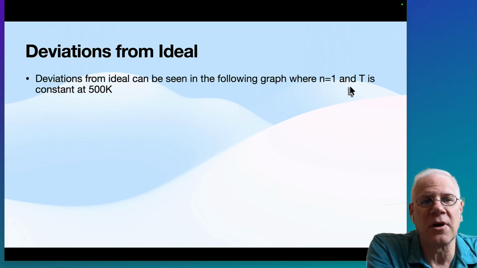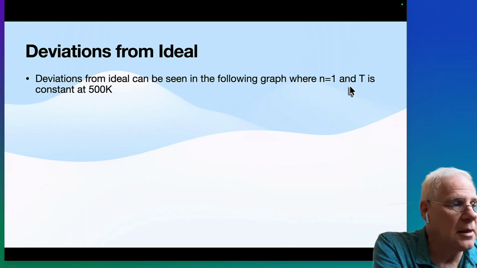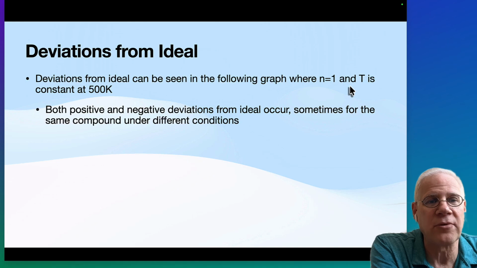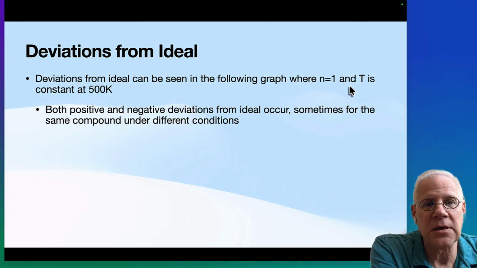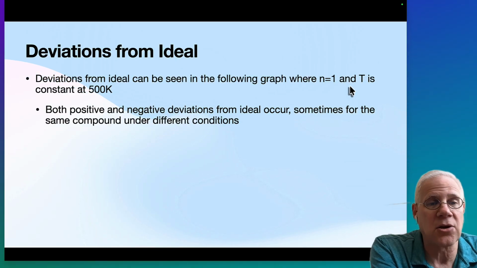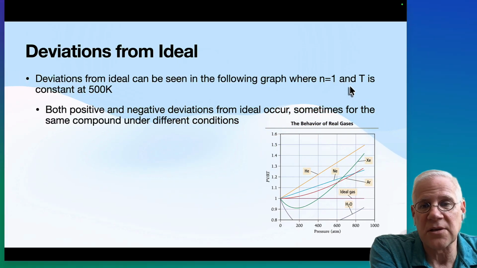Now, deviations from ideal can be seen in our next graph here, where n is 1 and we're just going to keep the T at a constant 500 Kelvin. And what we see is that both positive and negative deviations from the ideal gas law can occur, sometimes for the exact same compound under different conditions. So it just depends on what the conditions are.